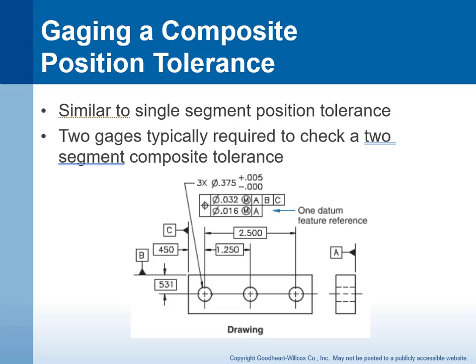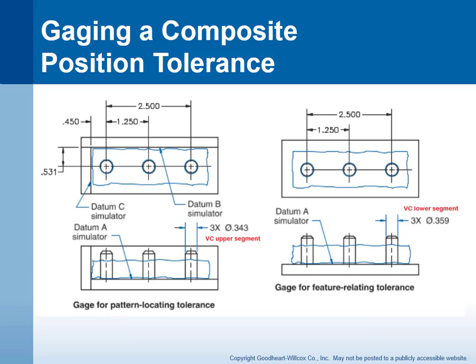Okay, so gauging a composite position tolerance. Similar to the single segment position tolerance, but two gauges are typically required to check a two segment composite tolerance. So let's look at an example for that. Now, this one over here.